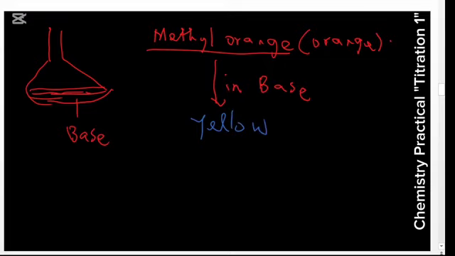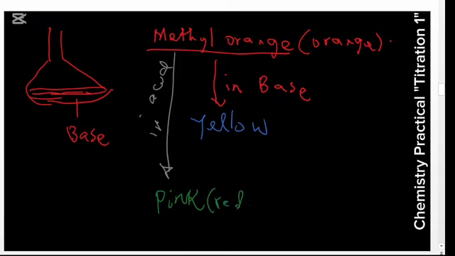Okay, that is the color of methyl orange in a base. Now this same methyl orange, if it were to be in an acid, what would be the color in acid? So in an acid, the color of methyl orange is going to be pink. Sometimes they will say red, depending on the concentration of the methyl orange prepared.